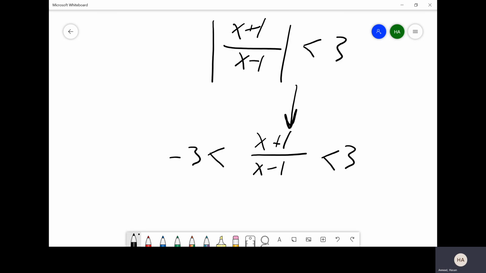Okay, well, we're doing great, but you might be wondering, how do we solve this compound inequality in a compound inequality? And the answer is you don't. The answer is you split it up into the two inequalities that they are.